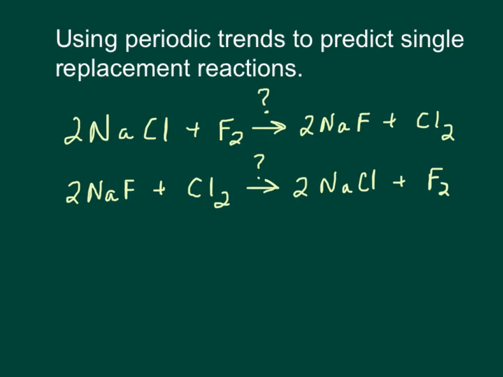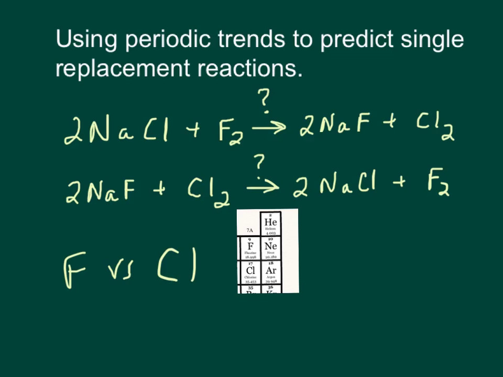To decide whether the reaction is possible or not, we're going to make a comparison between those two elements, fluorine and chlorine, to see which one is more reactive. Now, if we had a reactivity series handy, we can use that to decide which one's more reactive. But since we don't have one handy, we're going to use what we know about periodic trends.